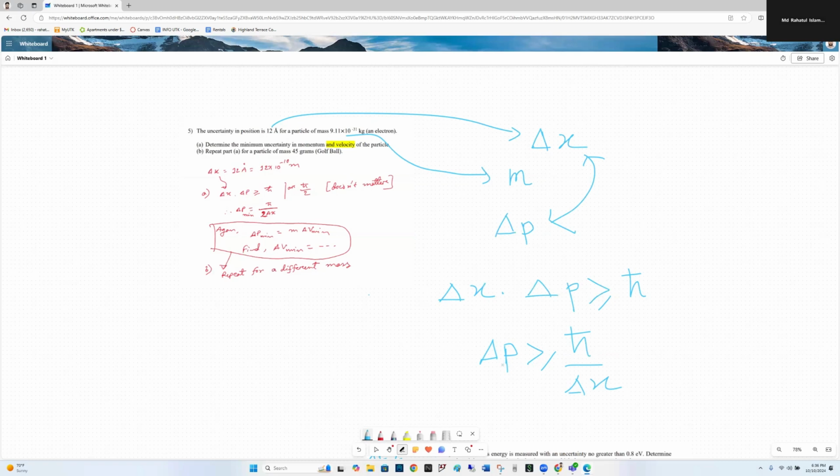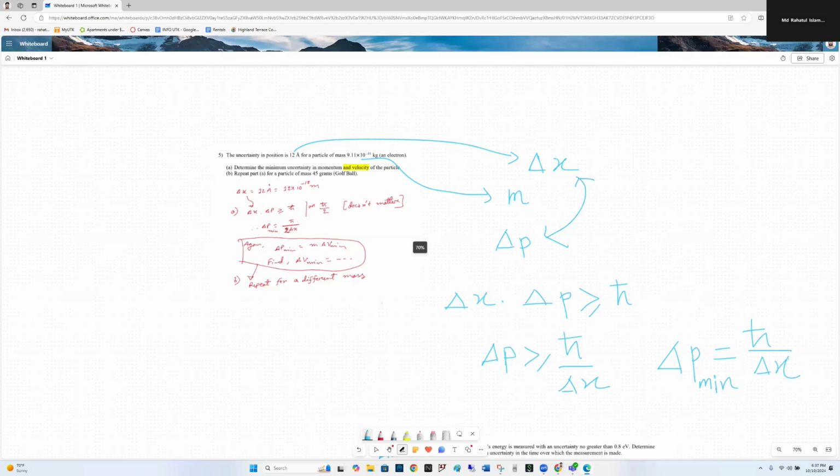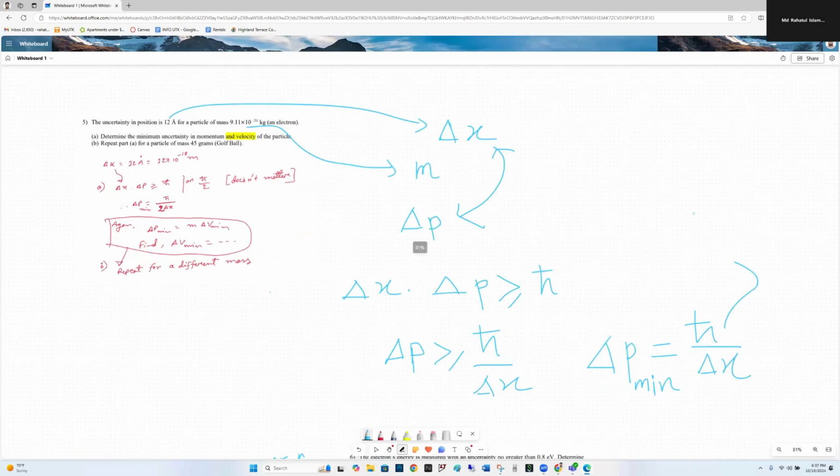We will get the minimum delta p when we convert this inequality to an equation, because what is the minimum value of delta p when this is equal to h cut divided by delta x? Delta p can be bigger, right? But what is the minimum value when this is equal? So we can write delta p minimum equals h cut divided by delta x. Okay, so what is h cut? H cut is simply h divided by 2, where h is the Planck's constant.